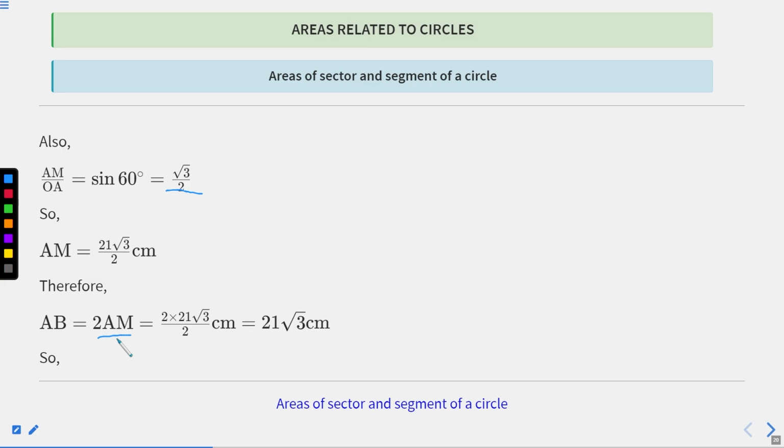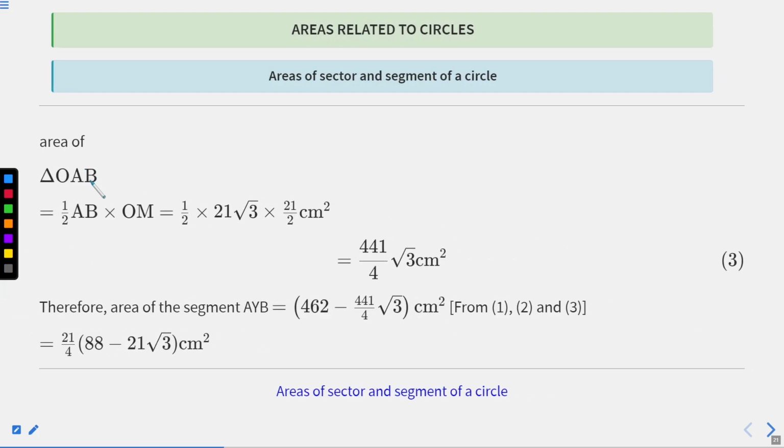So the area of triangle OAB is equal to half times AB times OM, that is equal to half into 21 times root 3 into 21 by 2 centimeter square, that is equal to 441 by 4 times root 3 centimeter square. Therefore the area of the segment AYB is equal to 462 minus 441 divided by 4 times root 3 centimeter square. And this is equal to 21 by 4 times (88 minus 21 root 3) centimeter square.